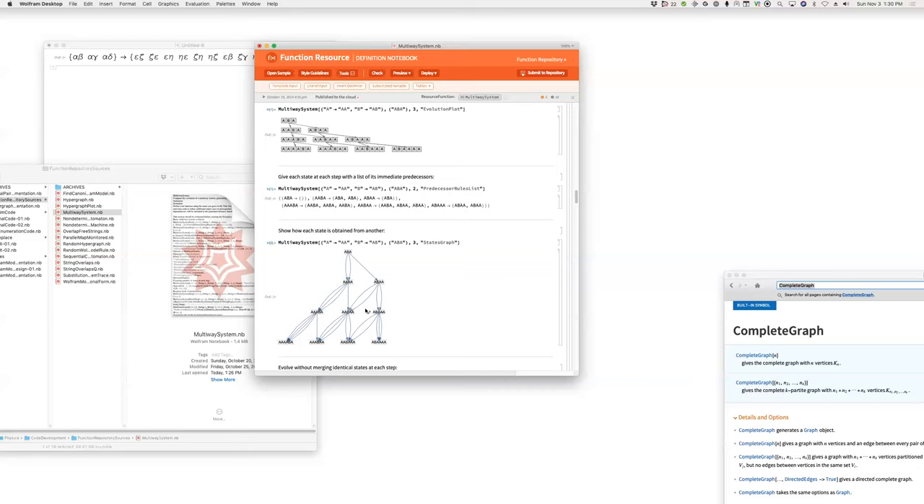What do we think of, in terms of multiway system, what are the mathematical analogs of this thing? What is it?